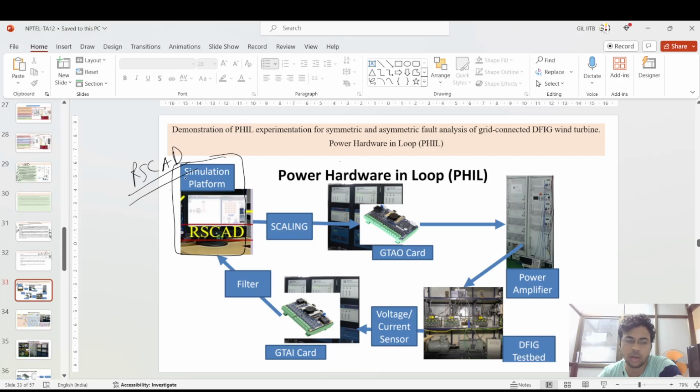You have all the system, the DC sources and all, in this simulation RSCAD system. Then you can use the GTAO card and the GTAI card. How can you use this? Suppose you have a DC microgrid setup inside of that, and you wanted to use this power amplifier. In between, you need this because the power amplifier accepts the analog input.